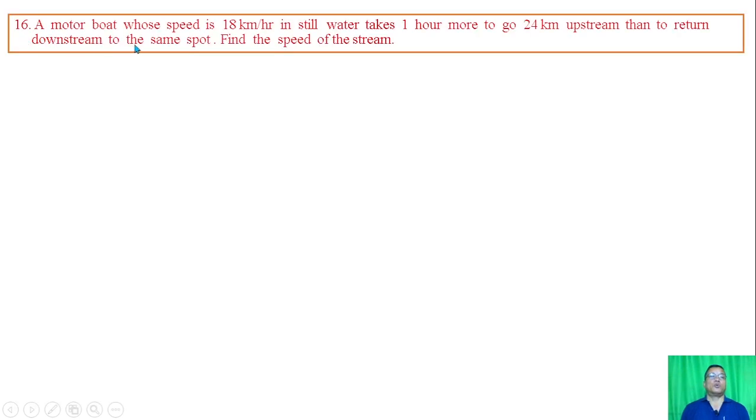A motorboat whose speed is 18 km per hour in still water takes 1 hour more to go 24 km upstream than to return downstream to the same spot.